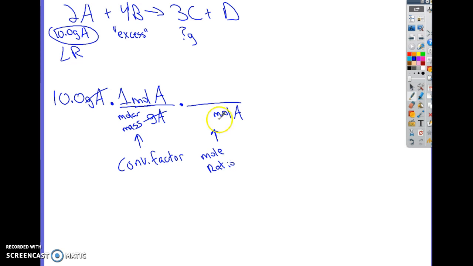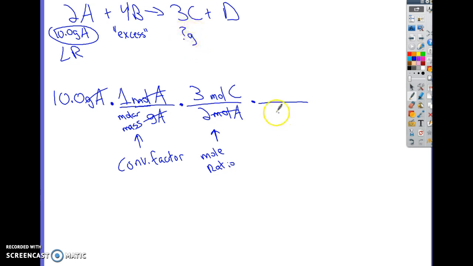So what I can now do is look at this balanced equation, and it says for every 2 moles of A used, I'm going to generate 3 moles of C. So what I would do is 2 moles of A here, because that's the coefficient in the balanced equation, and 3 moles of C, because that's that coefficient. All right, so now I'm starting to get an idea of how much C is going to be generated. But I don't want moles as the answer.